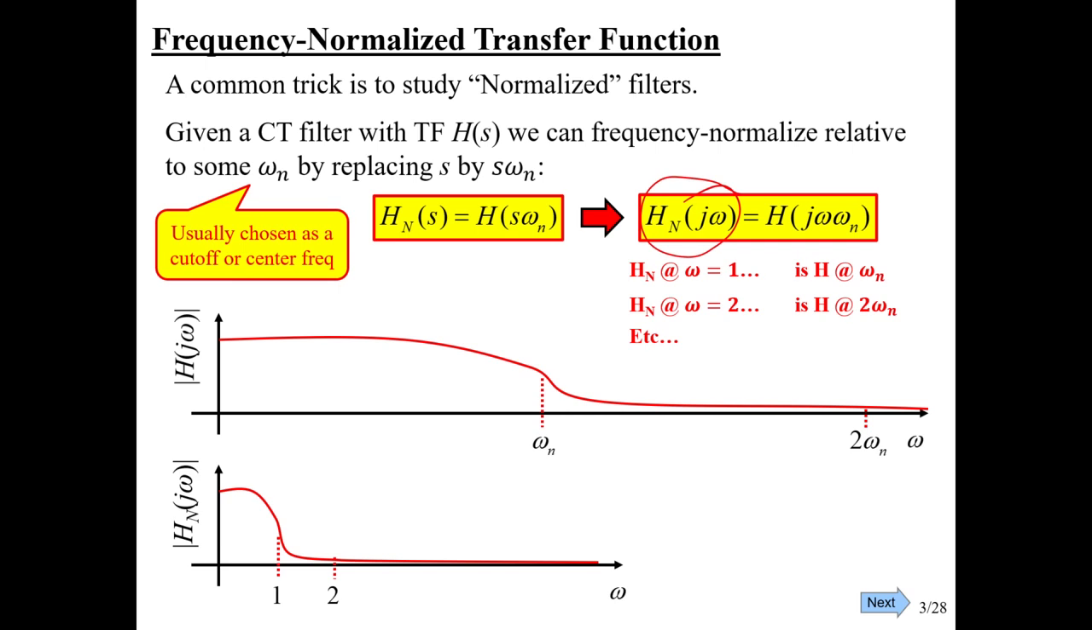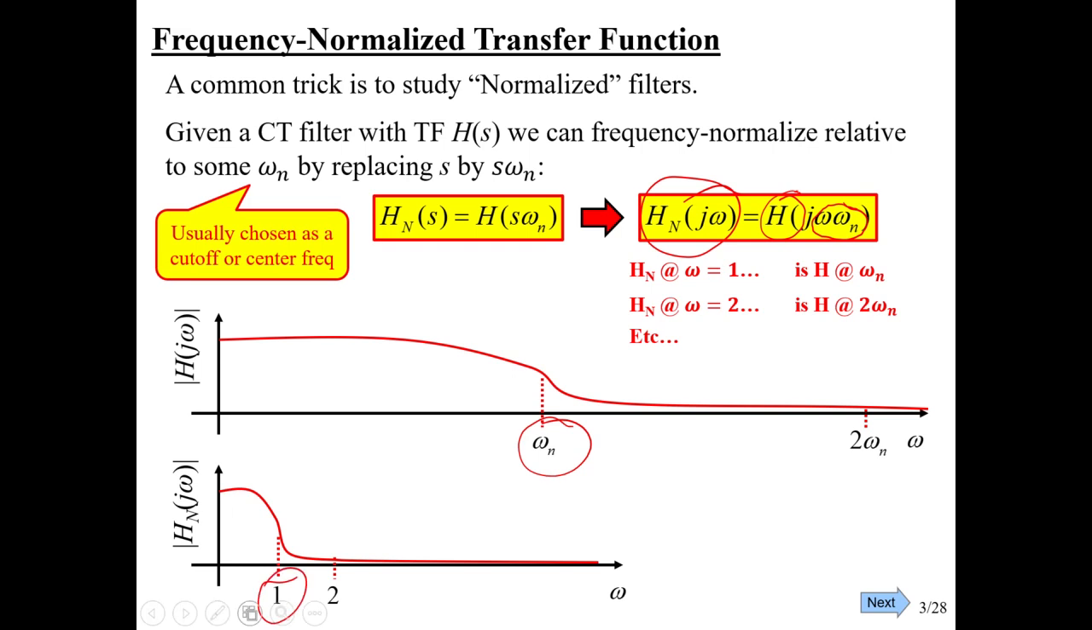We get this new thing. We look at its frequency response. I've just replaced S by j omega. So now I have omega times omega n inside my regular H. And all this does is it moves the characteristic frequency to be 1.